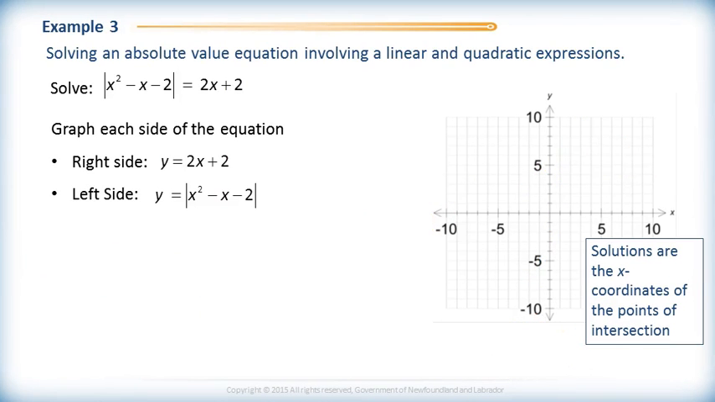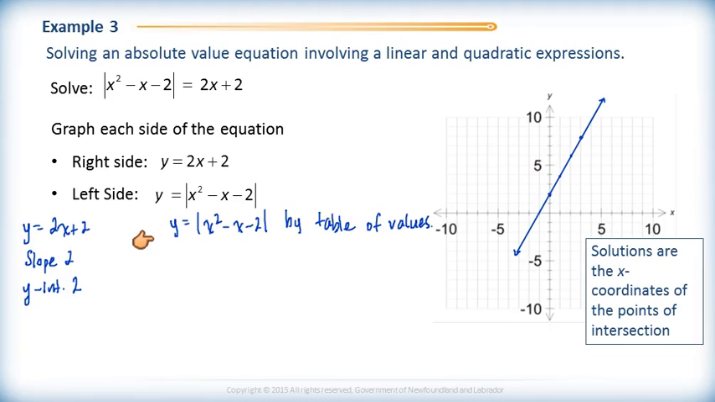Next, we have the absolute value of a quadratic expression equal to a linear one. The linear function has slope 2 and y-intercept 2. So I can graph that one fairly quickly. y-intercept 2, up 2 over 1 for the slope to get some points. Now for the absolute value graph, I really need some good accuracy, so I'm going to do this one by table of values.